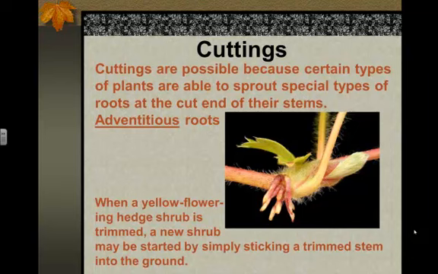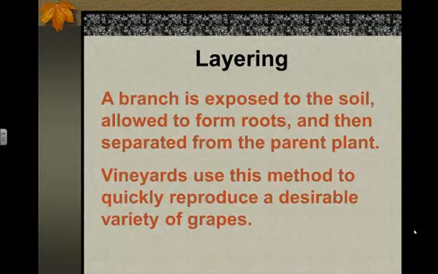It says when a yellow flowered head shrub is trimmed, a new shrub may be started by simply sticking a trimmed stem into the ground. So like when people shave and cut and form their nice little shapes of their shrubs, take those pieces, put them into some soil, give it the right moisture, temperature, and eventually it will grow roots and develop into a whole new plant, a whole new shrub.